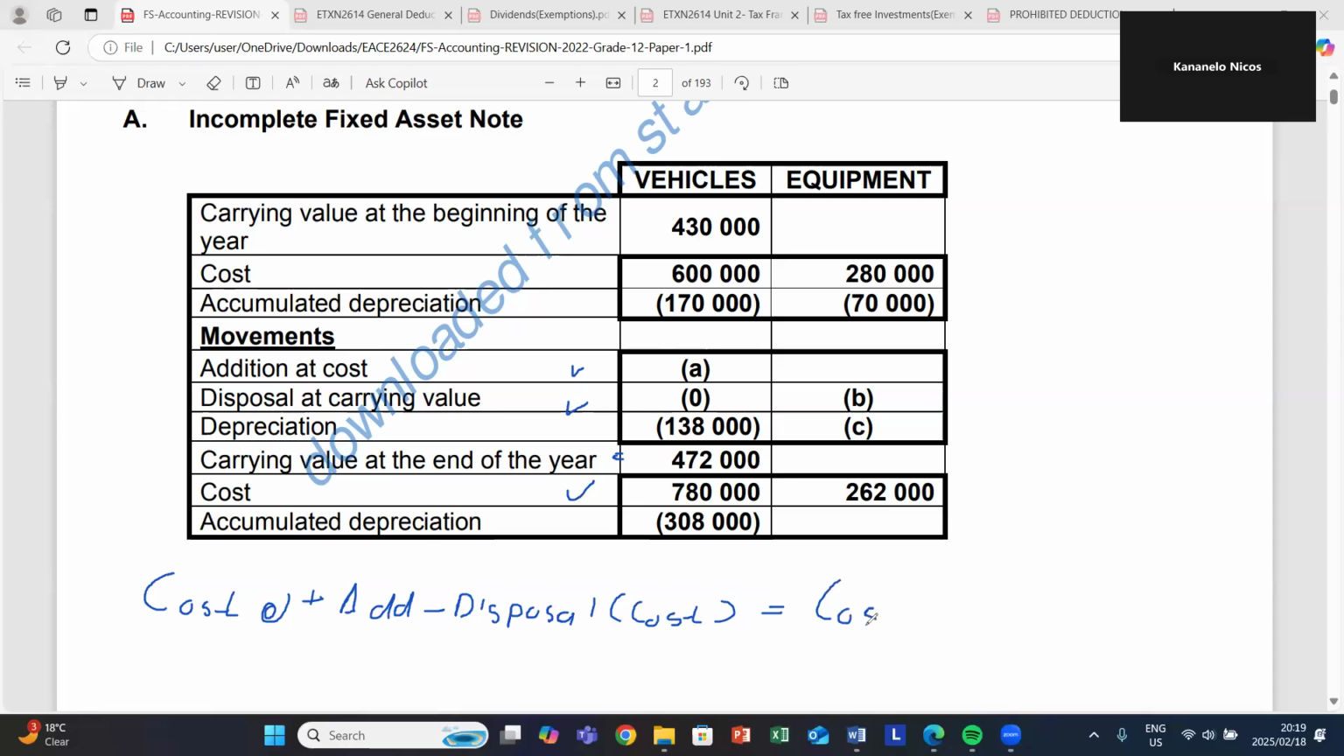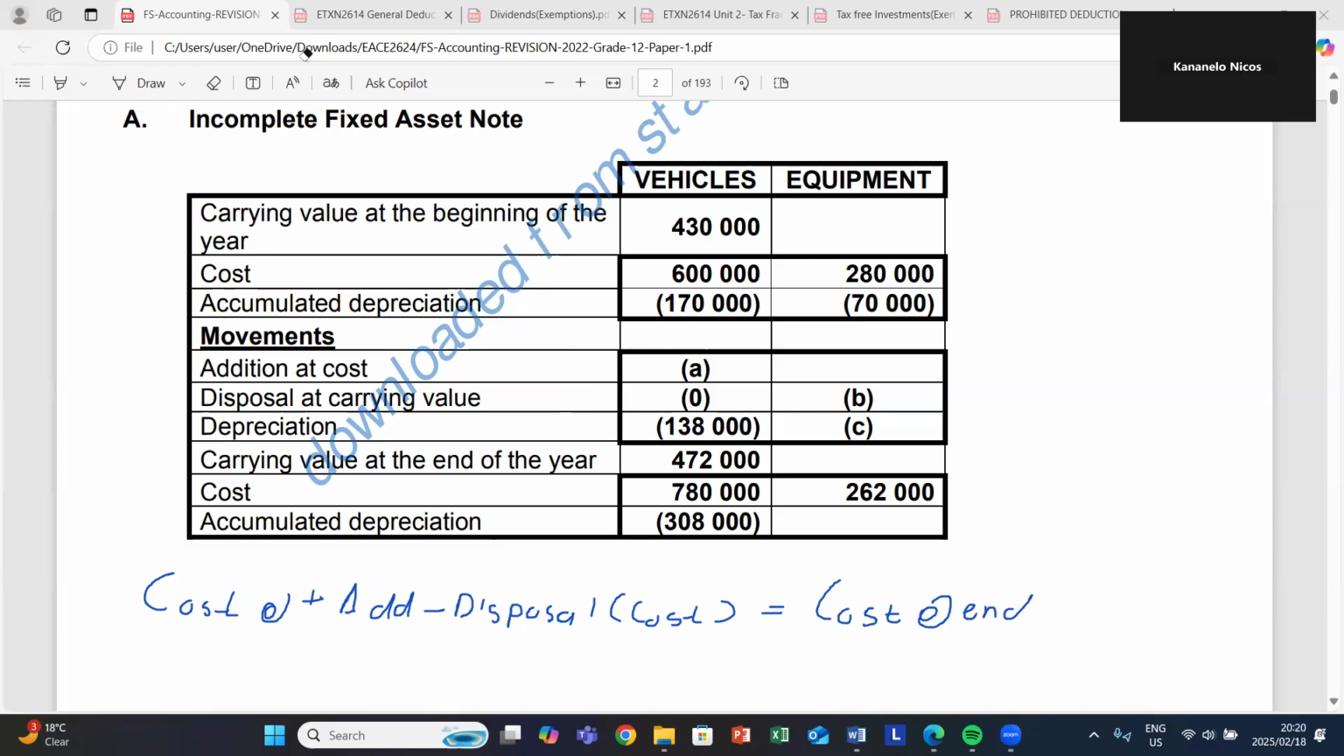Cost price at the end. That's how you will calculate it, so that is your formula. In order for us to get the cost price at the end, we say cost price at the beginning of the year plus our additions, meaning the assets that we bought, minus our disposal. So you can write it down on any page that you are currently using.